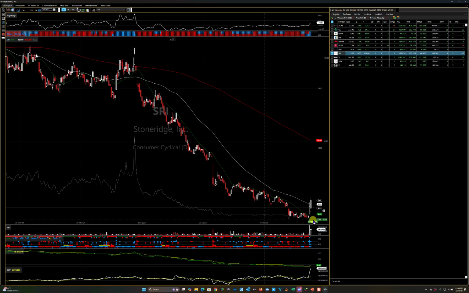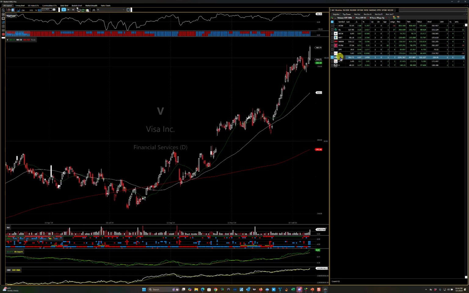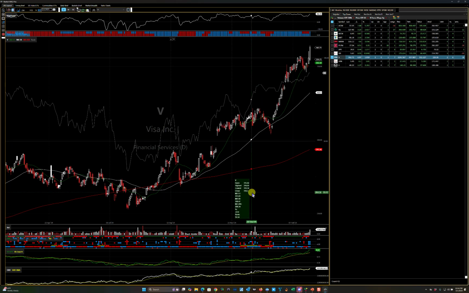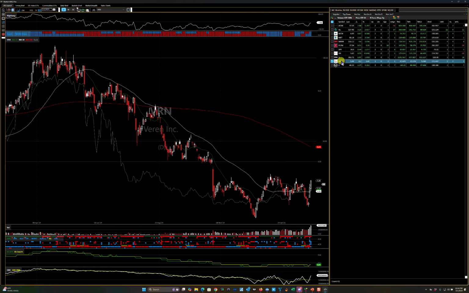Again, maybe it's the beginning of something new, but this is a stock that dropped from 100 down to $5 and had a dead cat bounce. I'm not chasing. Visa, we talked about Visa and MasterCard looks great. Notice it's got the double signals here. VRN, don't know this one from Adam.